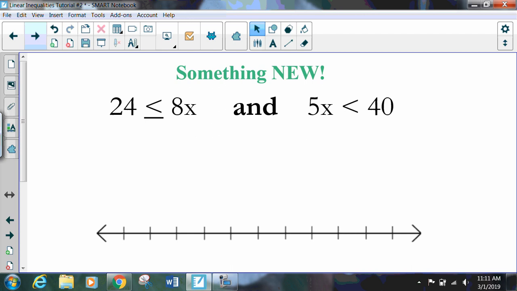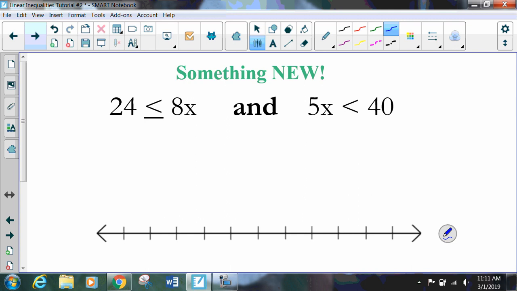Technically, this doesn't look like something new, right? We know how to solve 24 is less than or equal to 8x, which sounds weird to say that way, right? I would actually say this problem, 8x is greater than or equal to 24. But let's look at the side that x is on. It's on the right side this time, and so we're going to get rid of that 8. We want x to be all alone. We're going to divide both sides by 8. 24 divided by 8 is 3.